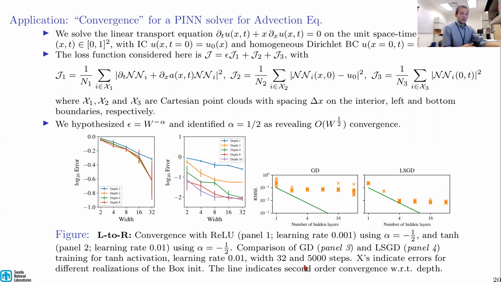I think the convergence rate's something like, so this is second order with respect to depth, and you follow that for a little bit. But basically, the point here is that the least squares gradient descent, the box initialization can give you these results, but this is still very far from the kind of precision we see with numerical methods.